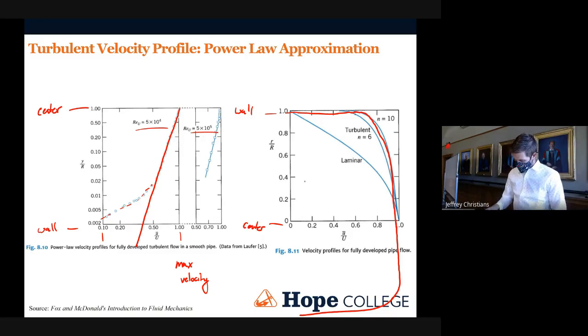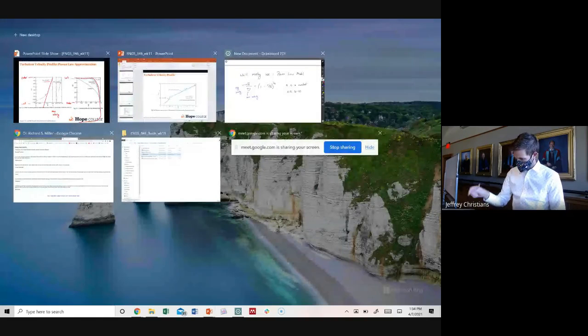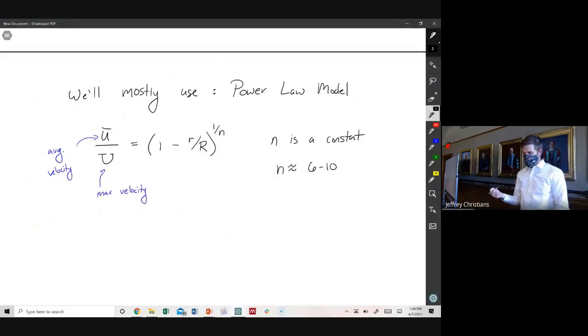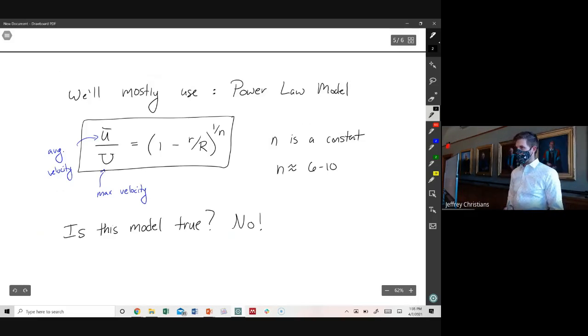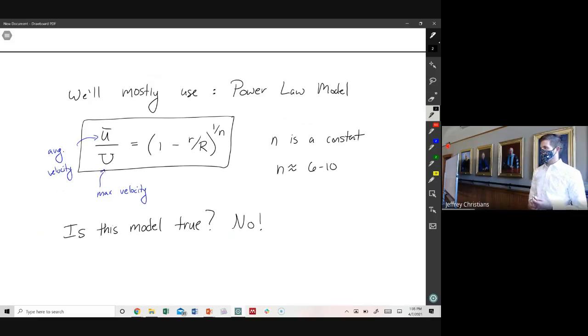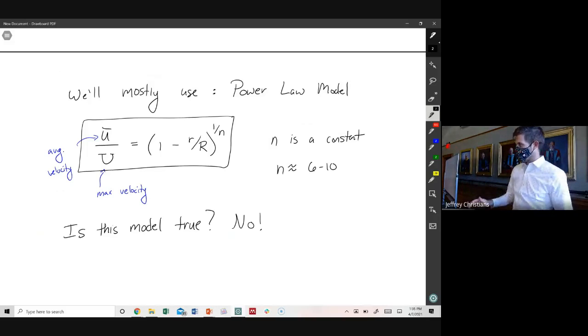Let's get back to our notes a second. The power law model is a useful model of turbulent flow in a pipe. It is not a true model of turbulent flow in a pipe. It's not true, but it's useful. So when is it useful? Let's ask some questions. Is this model true? No, but in engineering we're not always interested in whether something is fundamentally true or not.